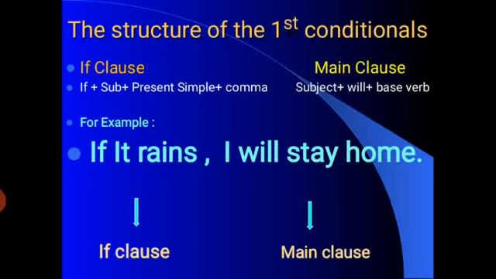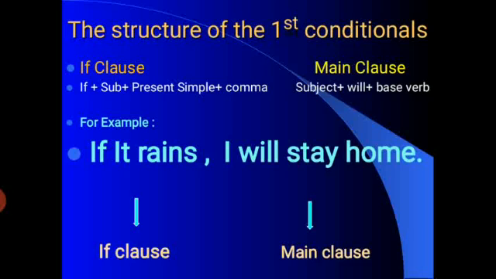So first of all, you should know the structure of first conditional sentences. We are going to have 2 clauses here. If clause, and then we are going to have main clause. In the if clause, we are going to have the structure: if plus subject plus simple present indefinite tense, plus comma. And in the main clause, or in the second sentence, we are going to have subject plus will plus base verb or first form of verb. So this is the structure that we are going to follow in first conditional sentences.